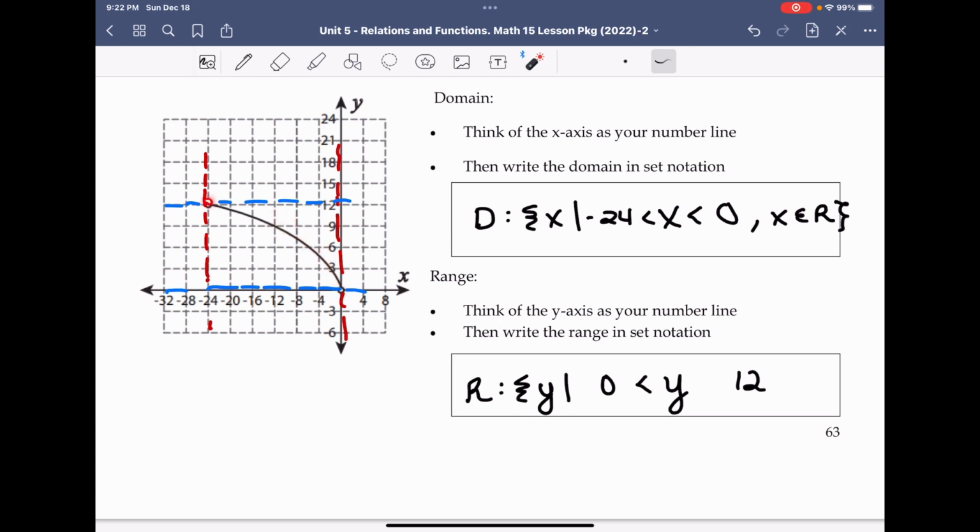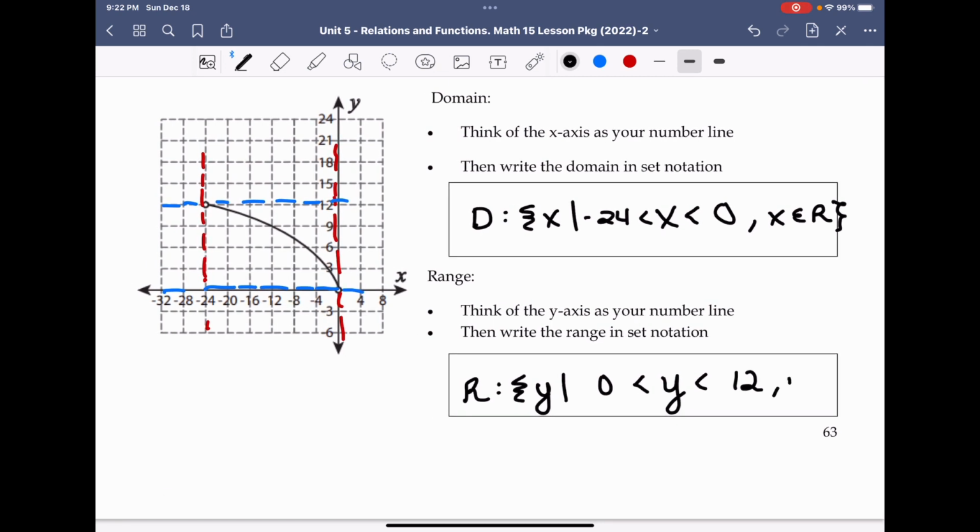But then once we're at 12, we get this push down vertically. And so it kind of contains this function. So y must be less than 12, but greater than 0. Once it's in this interval, it can be any value in the real plane.